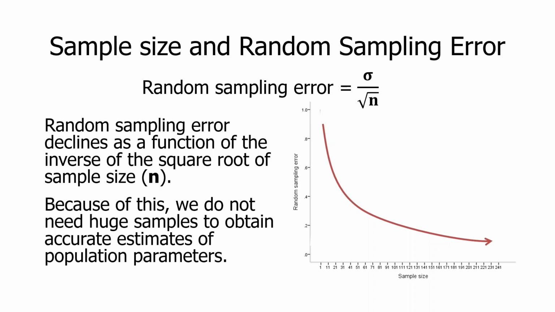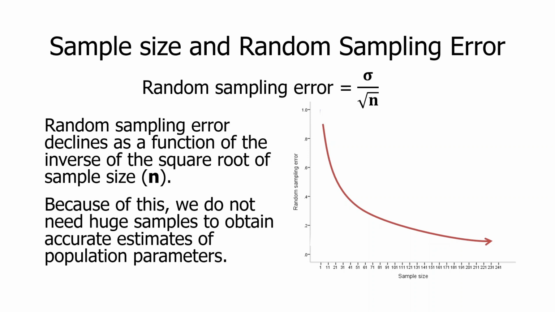Now here's an image. On the horizontal axis, this is a representation of sample size. So as you see, sample size goes up from left to right. And the vertical represents random sampling error. And notice that the relationship between sample size and random sampling error is not linear. It's very strongly curvilinear. This is what an inverse square root function looks like.